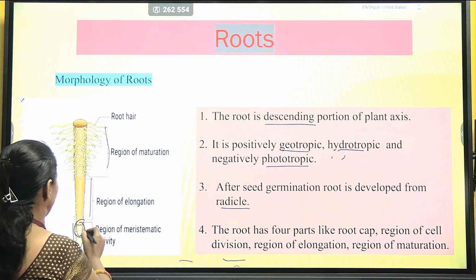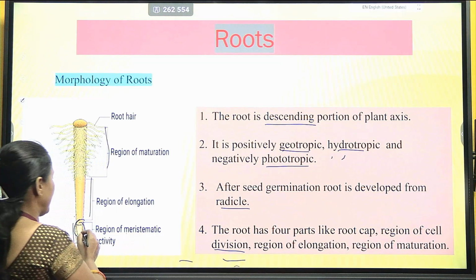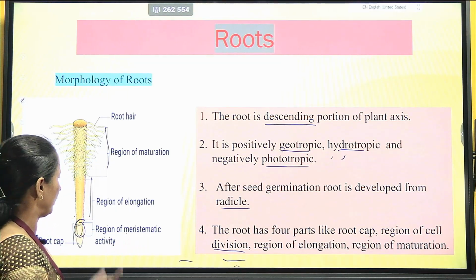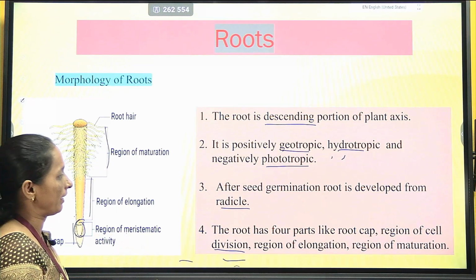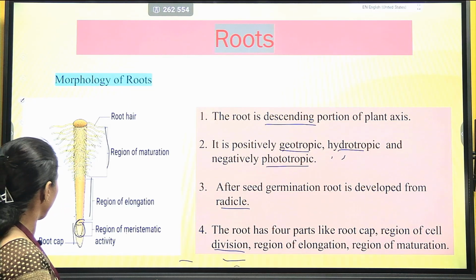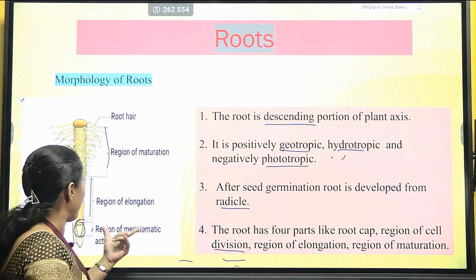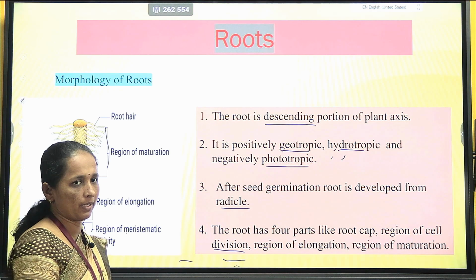Second one, that is the region of cell division. In this region, meristematic tissues are present. These tissues divide and redivide and produce new cells. For example, protoderm produces the epidermis and procambium produces the vascular bundle.